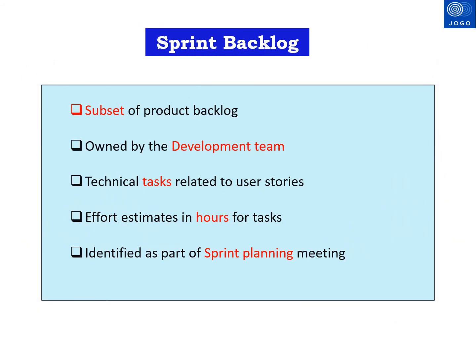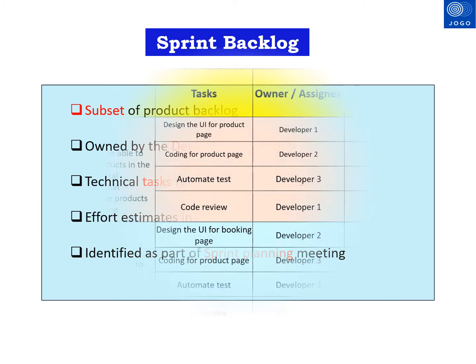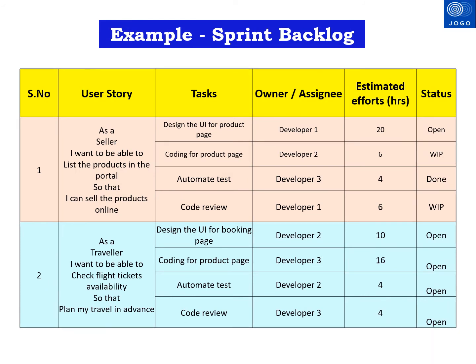Sprint backlog is the subset of the product backlog that can be completed during the particular sprint. Sprint backlog will be owned by the development team to deliver the value at each sprint. Sprint backlog will have the technical tasks for the user stories. Estimation for the technical tasks will be in hours. Sprint backlog will be identified as part of the sprint planning meeting. Let me explain the sprint backlog with an Excel template.